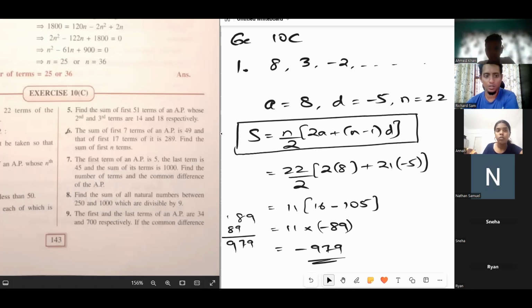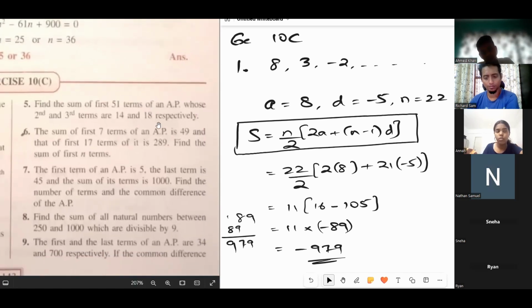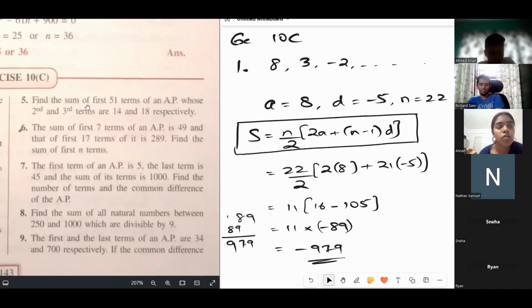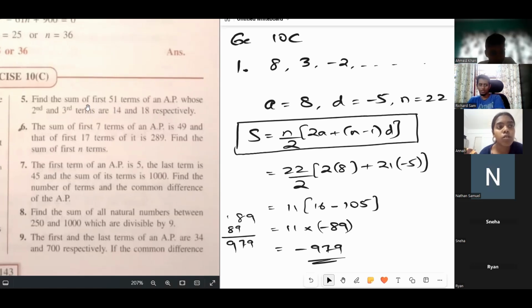Okay, look at the fifth question. Do the fifth question. Write down the formula for every question. That way it'll help you to learn it also. Sir, which question? Fifth question in my book. Is it the same in your book? Okay. It is. Yes, fifth only.